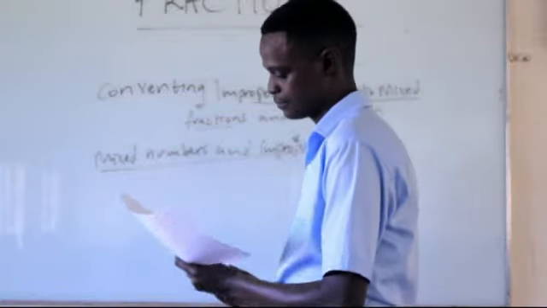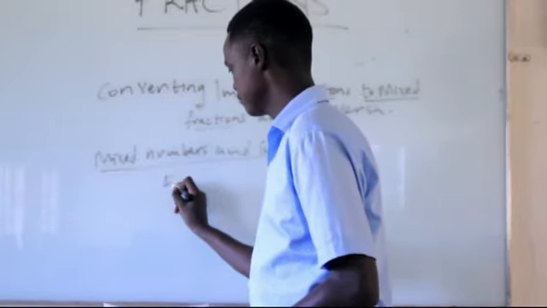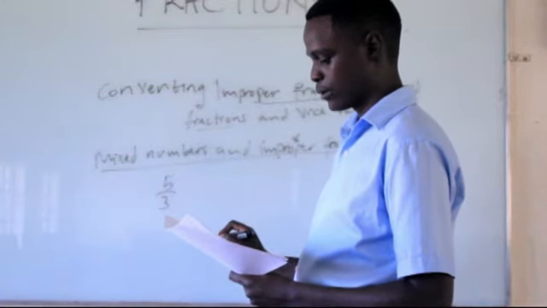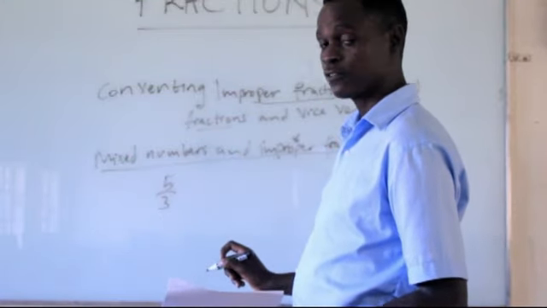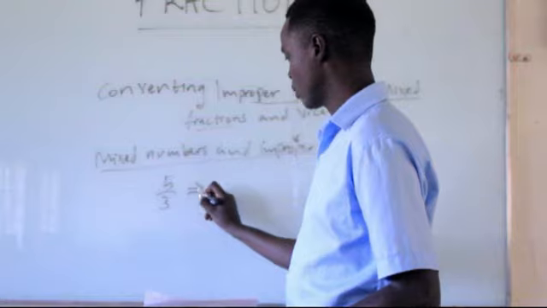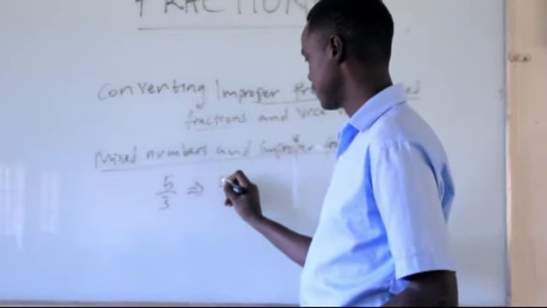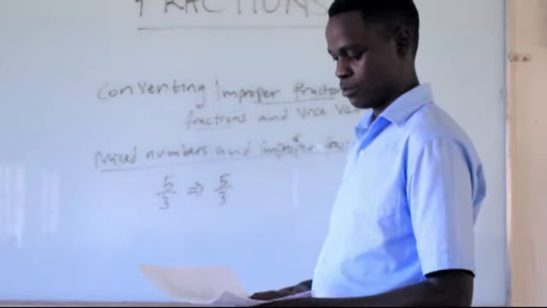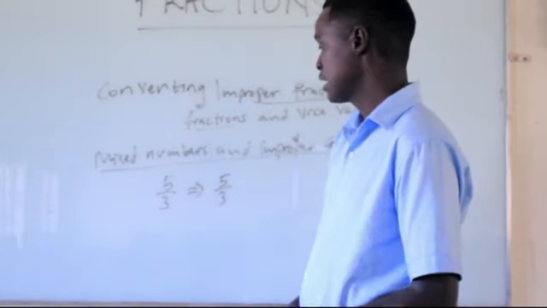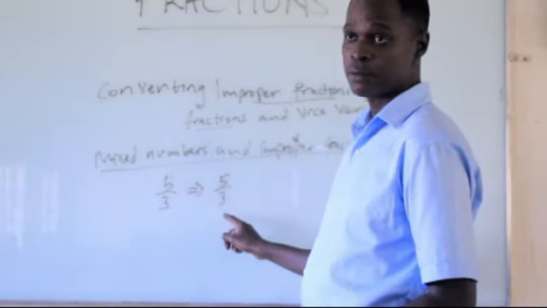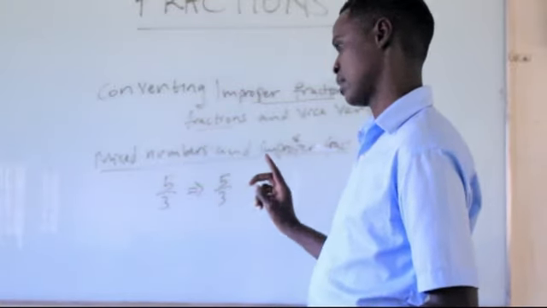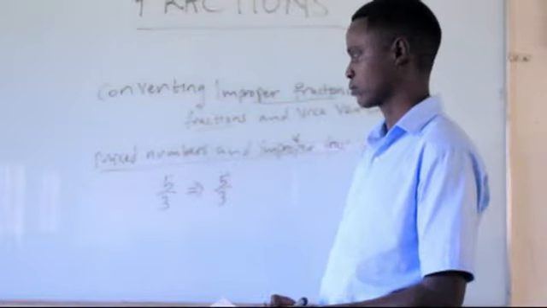So we have 5 over 3. Now let us look at how we convert this. First of all, this one is the same as 5 divided by 3. And from what we remember about division, 5 is non-divisible by 3. In other words, if you divide 5 by 3, you will get a remainder. Now, what is the remainder? That's the question.